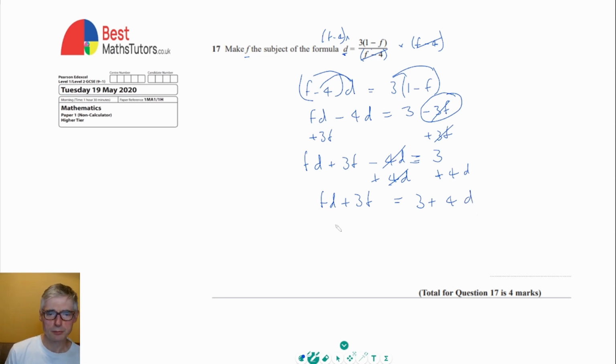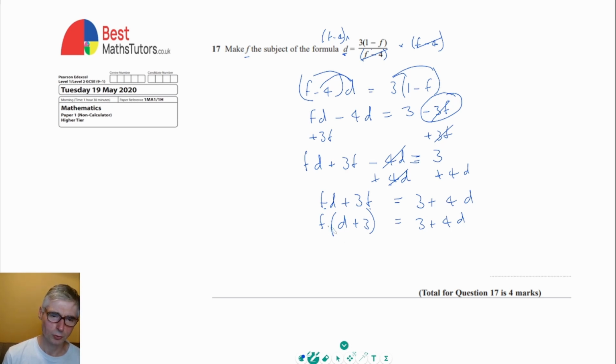And the next step is probably what I'd call the trick to this one. What we need to do is factorize the left-hand side. I can see I've got an f in both bits, so I can take an f out to the front, and then I've got d plus 3 inside the bracket. That's all equal to 3 plus 4d on the other side.